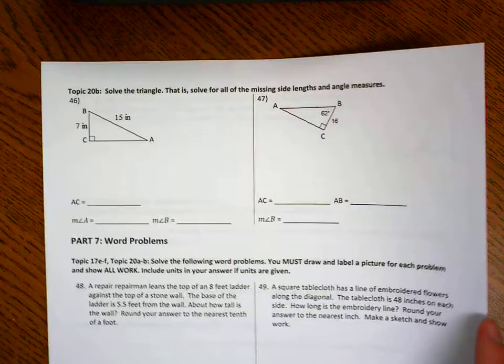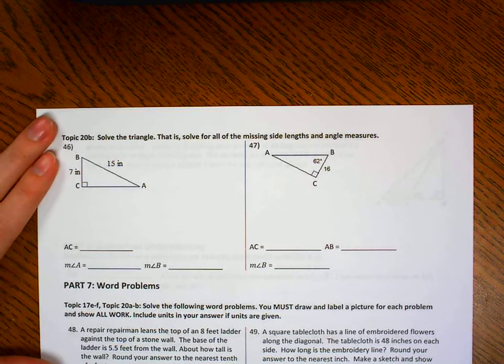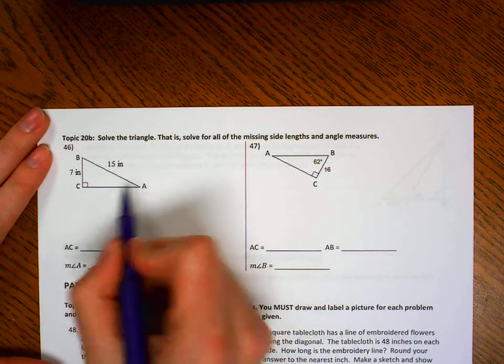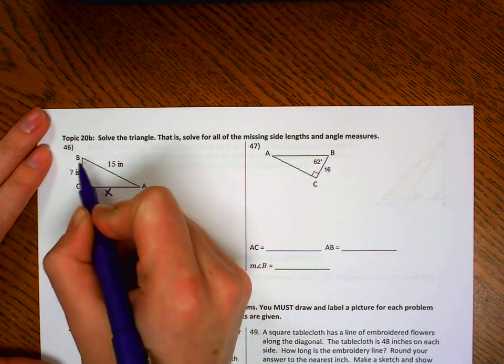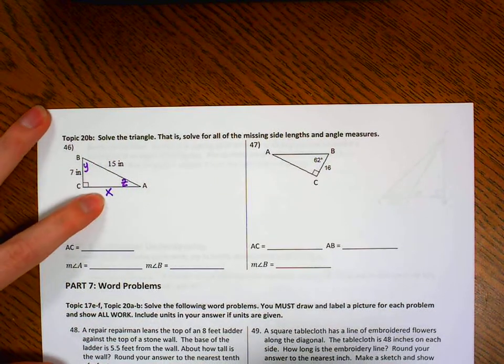Okay, the only difference between these problems and the ones we've done before, it says solve the triangle. And what that really means is you need to solve for all of the missing pieces. So why don't we do 46 together? That means we need to solve for this side, we need to solve for this angle, and we need to solve for this angle. Let's do the side first.